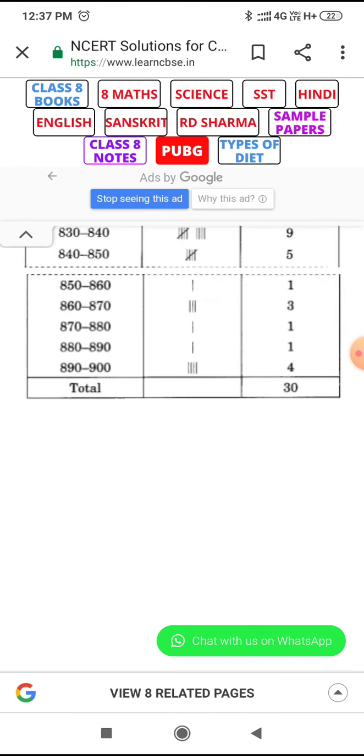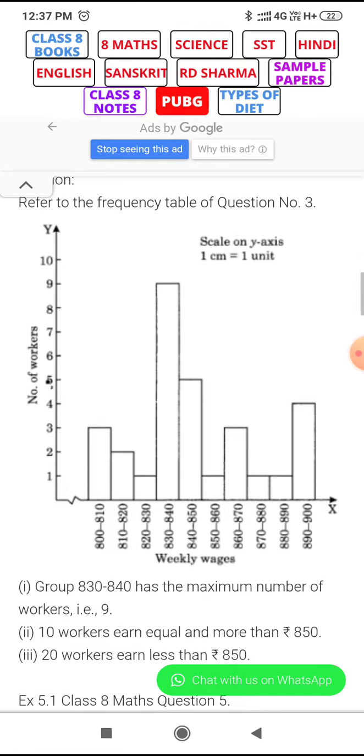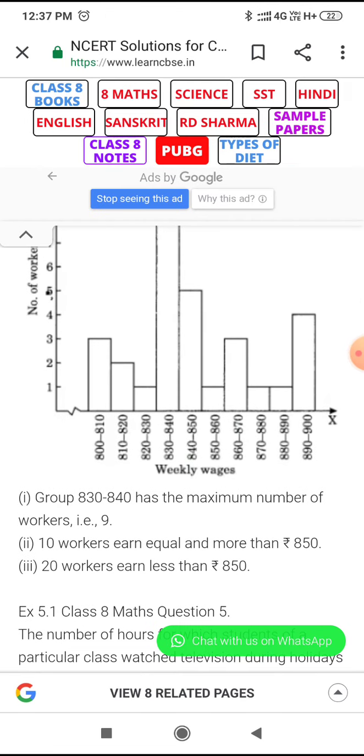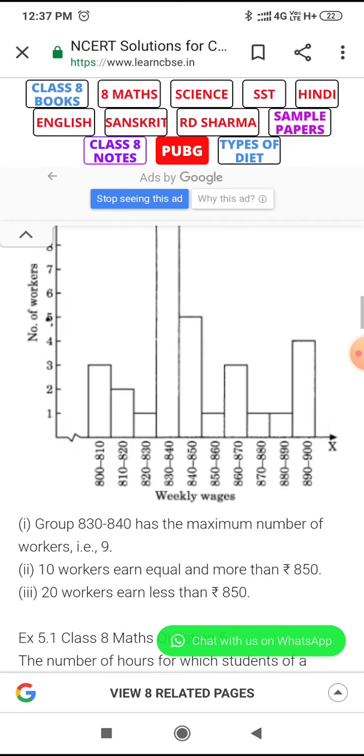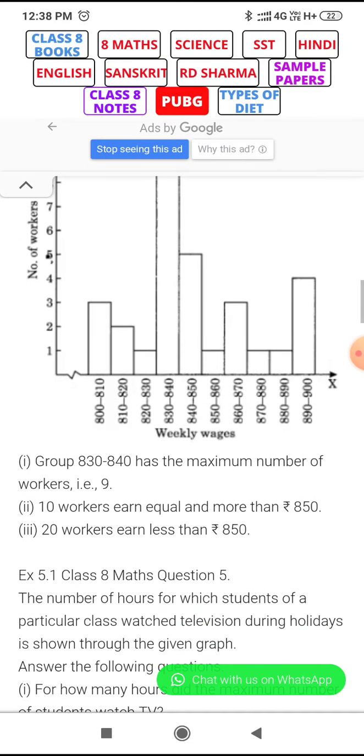In the next two class intervals, only one worker is there in each. So we draw the next two bars of 1 centimeter. And in the last class interval, 890 to 900, only 4 workers are there. So we draw a bar of 4 centimeters height.